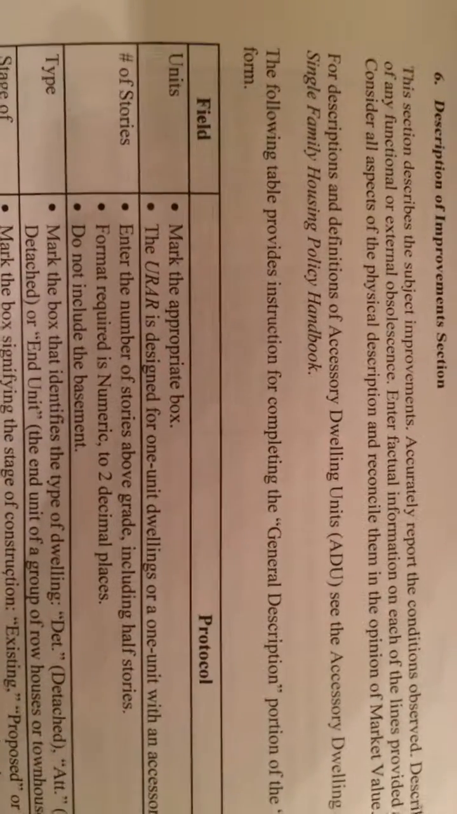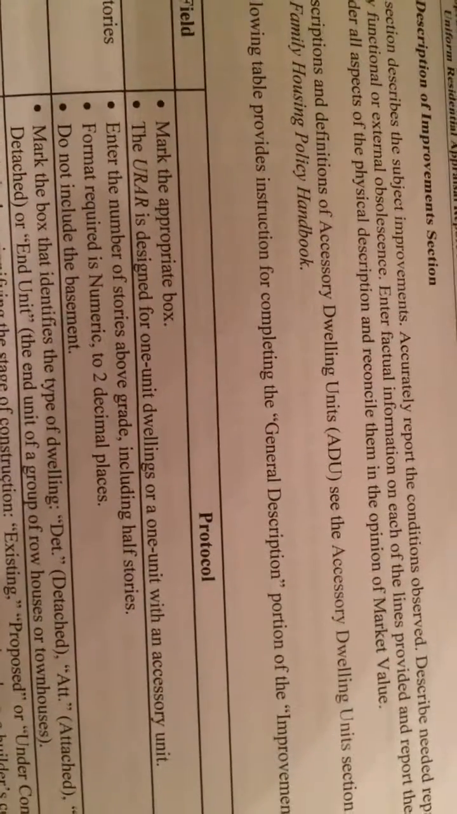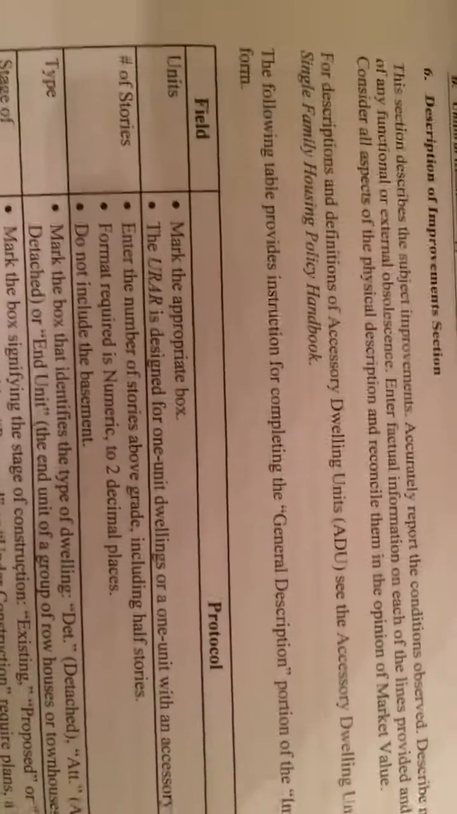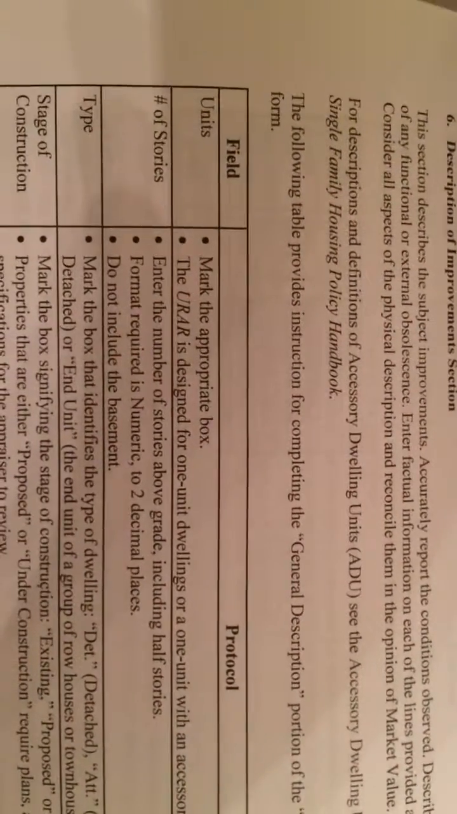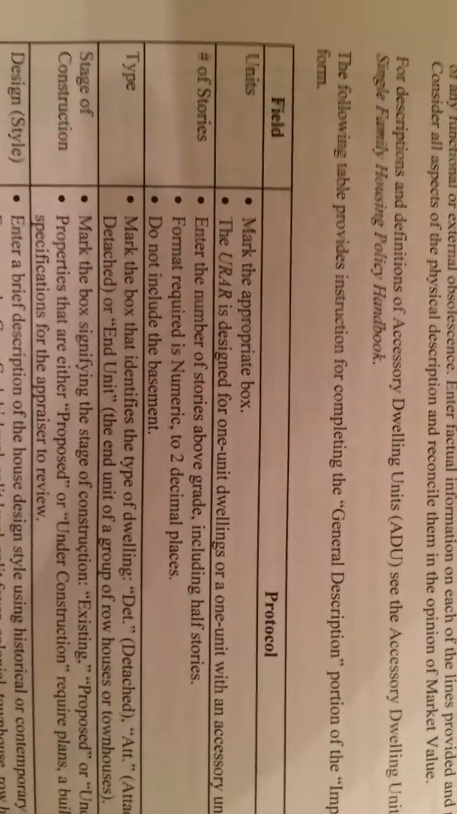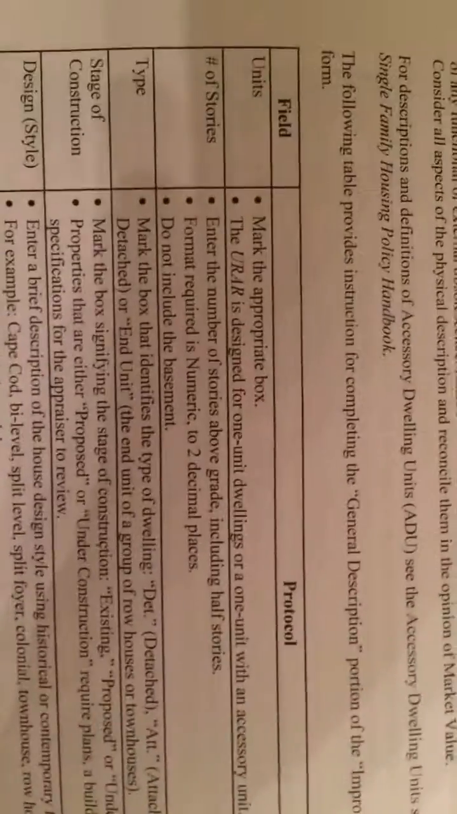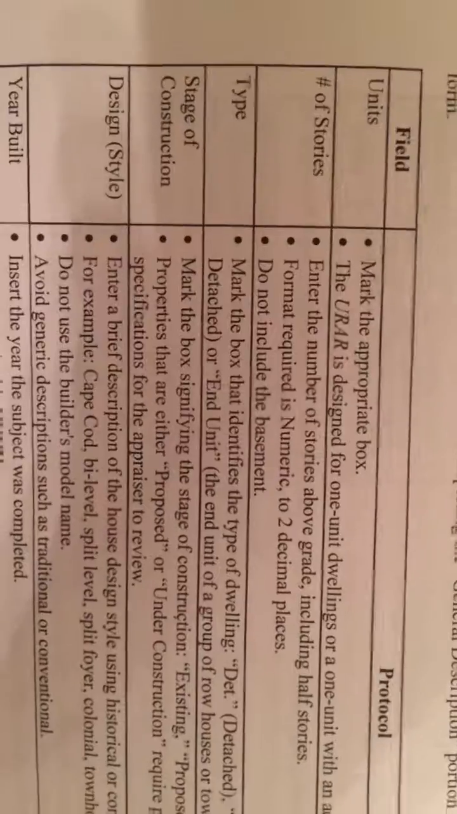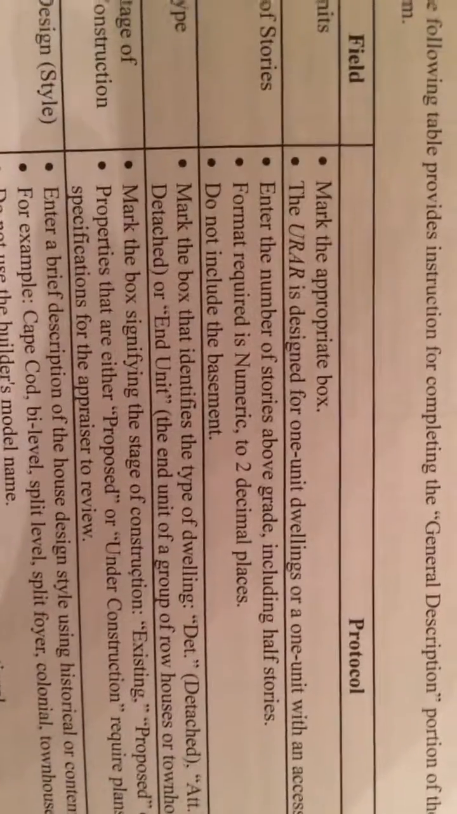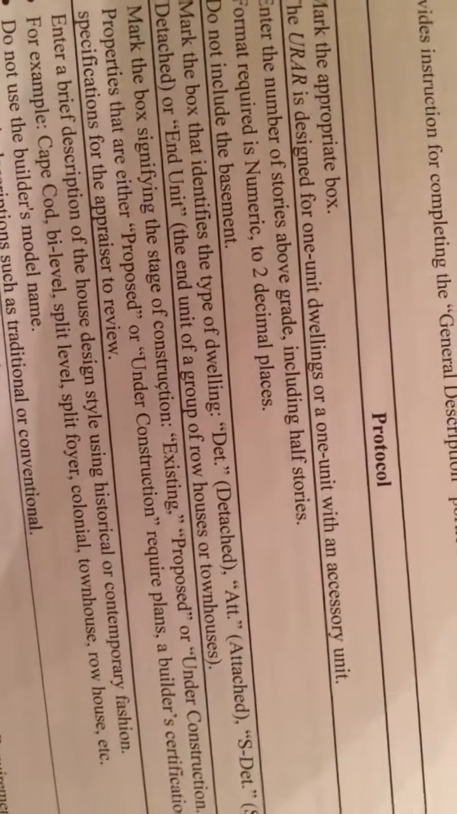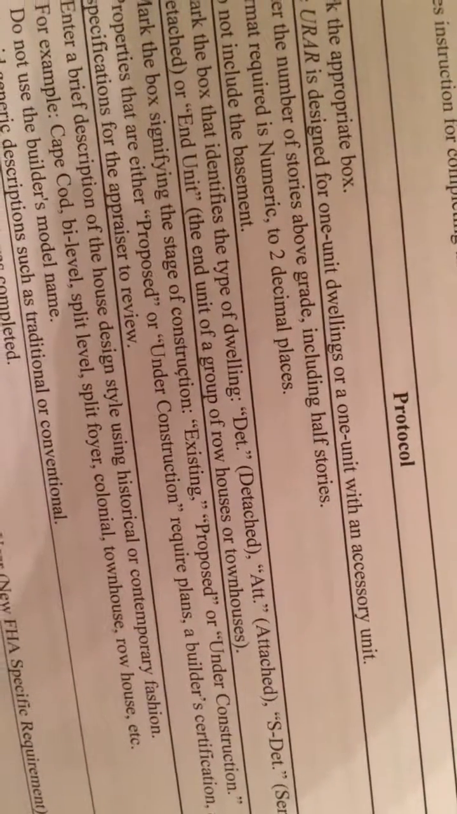For descriptions and definitions of accessory dwelling units, ADU, see the accessory dwelling unit section in the 4000.1 FHA Single Family Housing Policy Handbook. The following table provides instruction for completing the general description portion of the improvement section of the report form. Field: Units. Protocol: Mark the appropriate box. The URAR is designed for 1 unit dwellings and a 1 unit with an accessory unit.